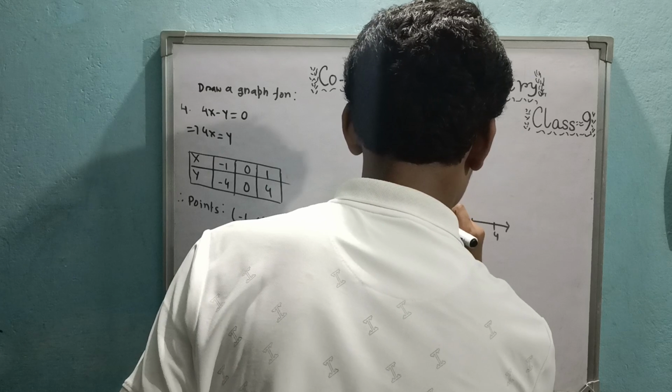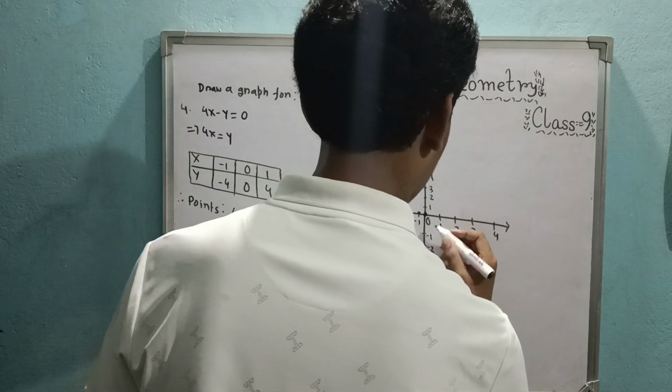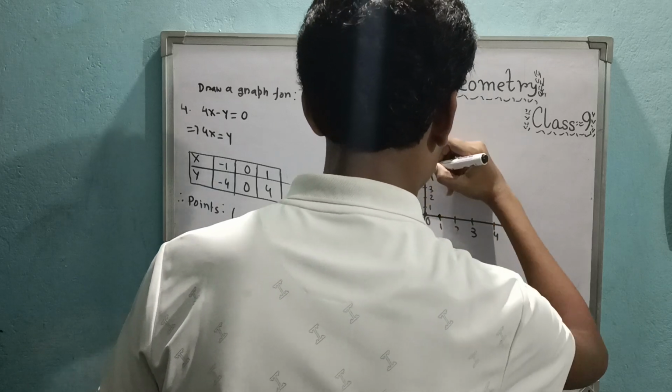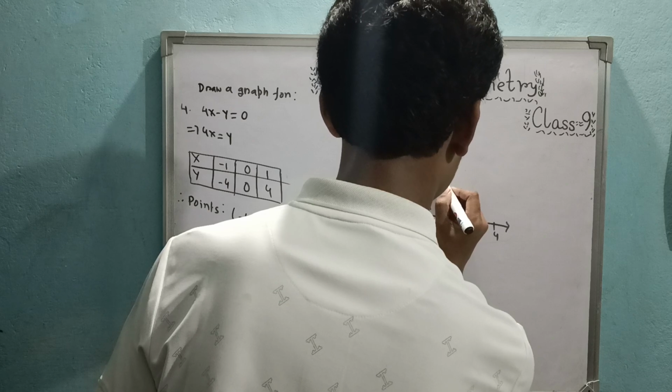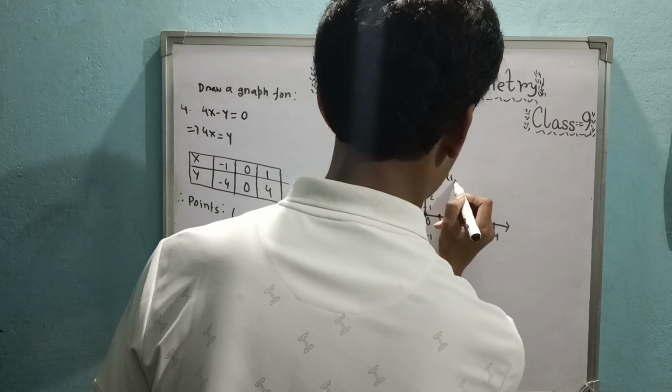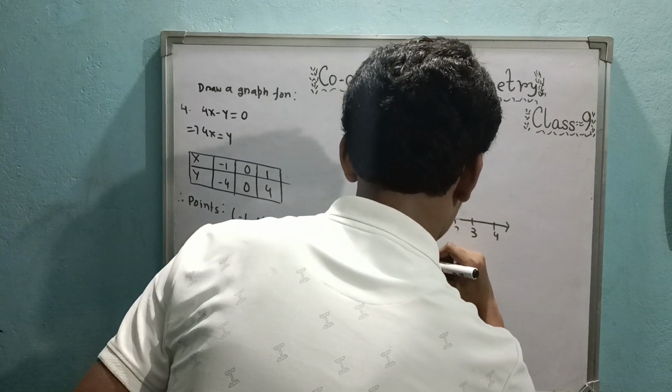And then comes 1, 4. So 1 unit on the x-axis, 4 units on the y-axis. Intersect them, you will get it somewhere here. 1 comma 4. Join the 3 points now, easy stuff. Come on, I will draw a straight line.